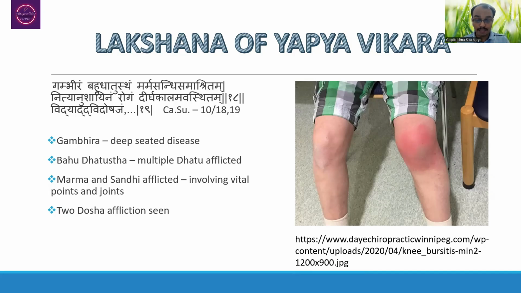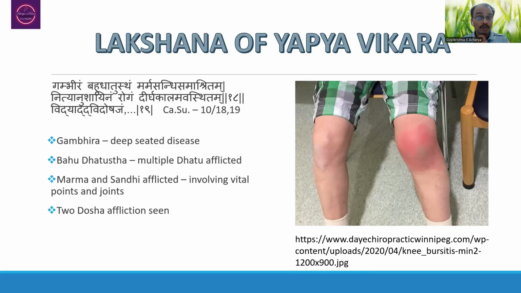Two dosha affliction. When you think about this, the person has mild swelling, probably there may be a possibility of severe pain, and there is redness. When you think about this, two dosha affliction, that is pitta and kapha dosha affliction, is being seen.